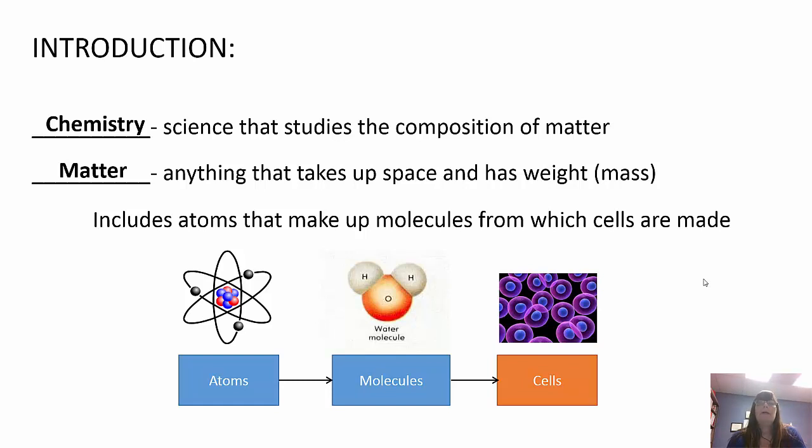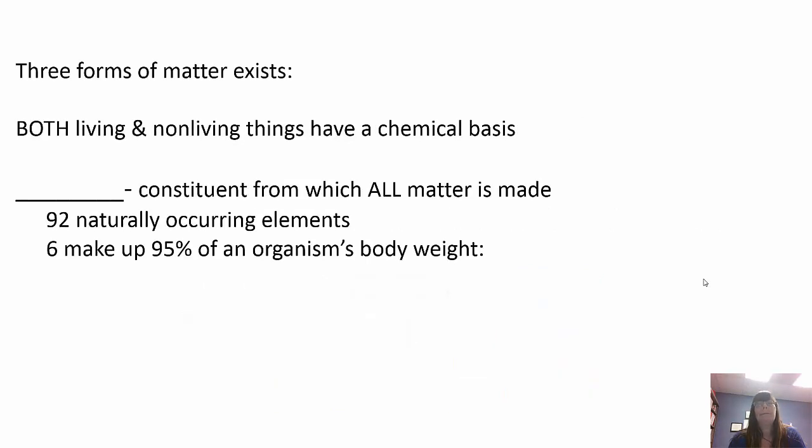So we're also going to talk about atoms and molecules and eventually get up to cells in the next chapter. So atoms and molecules, remember, are non-living. Cells is where life starts. Life begins with the cell. So atoms will combine to form molecules, and molecules will then combine to form cells. And cells start life. Both living and non-living things have a chemical basis, so living and non-living things do have that in common.